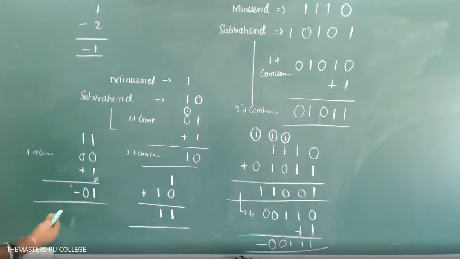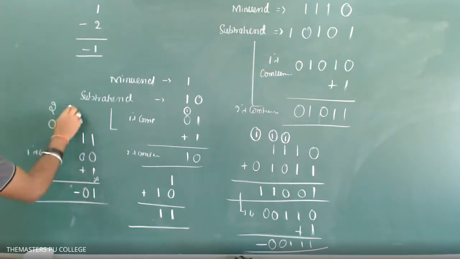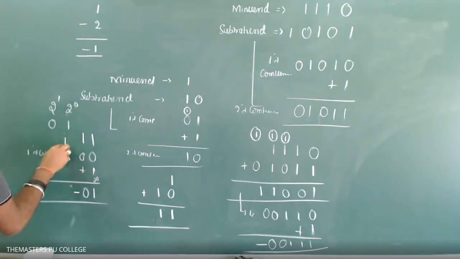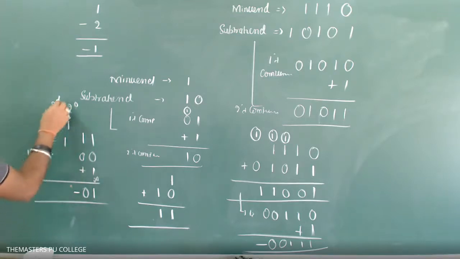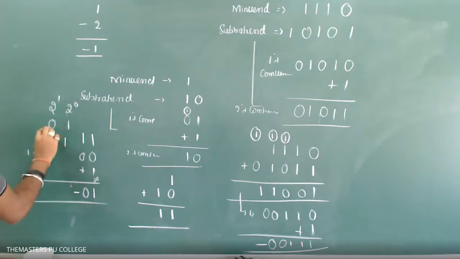In front of it you have to put a minus sign. So 0 1: 2 power 0, 2 power 1. 2 power 0 is 1, so the answer is 1. This is the 0th place. 2 power 1 is 2, 2 into 0 gives 0. So 1 is the answer you are getting. Keep the sign negative here. That's it.